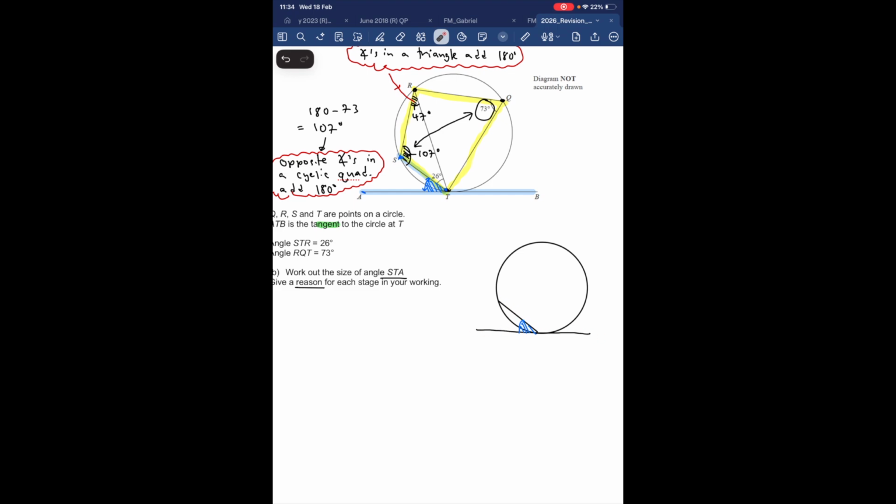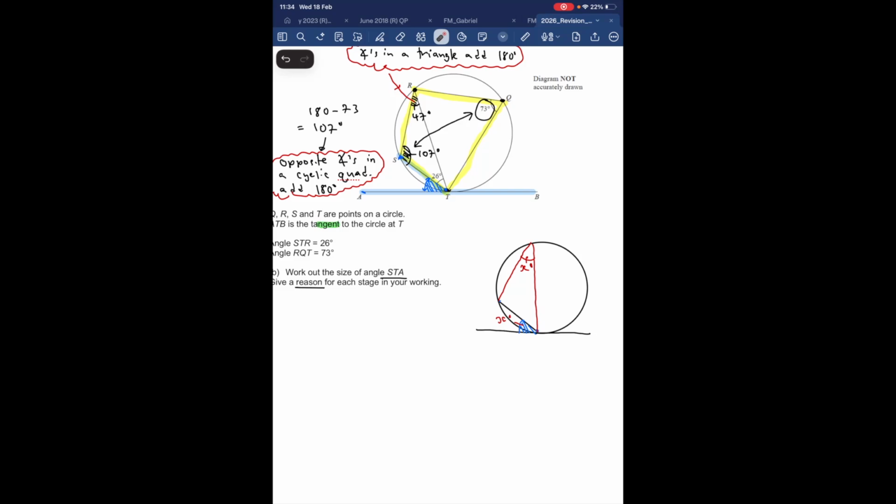Now, what the alternate segment theorem basically tells us is that if we draw any triangle on that chord, so if, for example, I drew a triangle like this on that chord, this angle here is going to be the same as this angle here. So the angle between the chord and the tangent, x, is the same as the angle on the triangle that I draw on the opposite side of that chord.